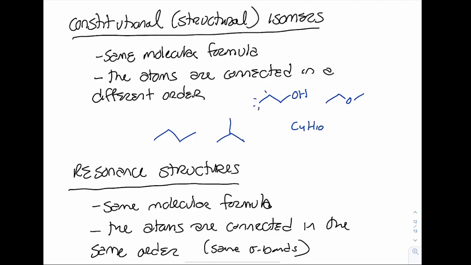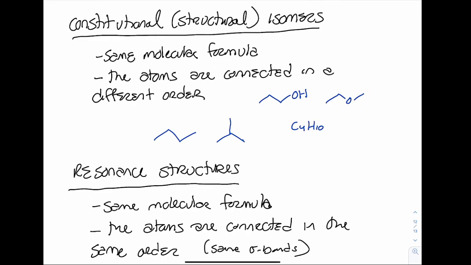1, 2, 3, 4, 5, 6, 7, and this one makes 8. 1, 2, 3, 4, 5, 6, 7, 8. So they do have the same molecular formula. Are the atoms connected in a different order?